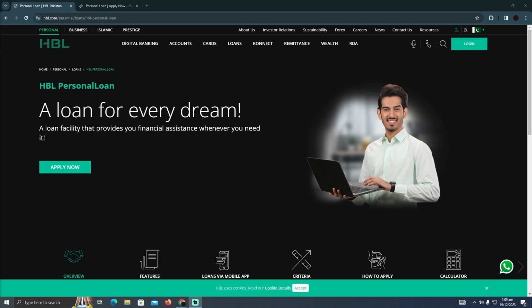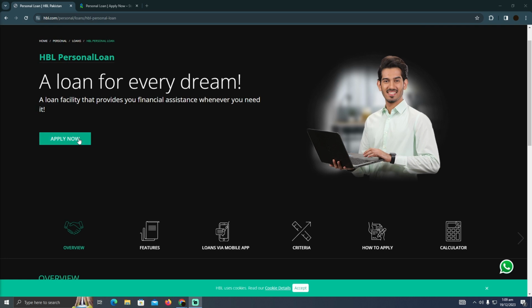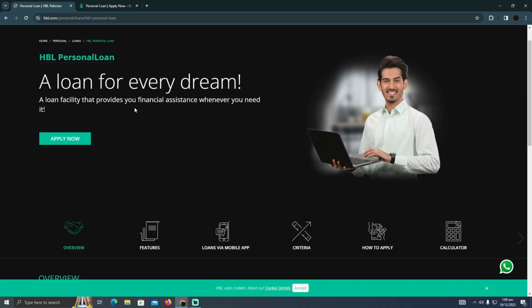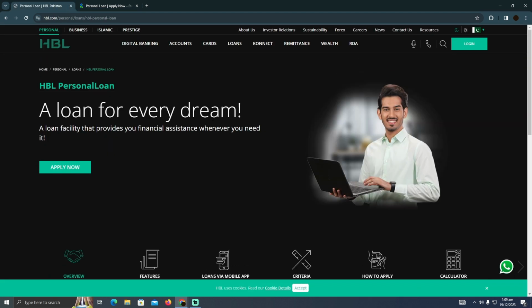After having a bank account, you need to have some sort of income stream, which you need to show to the bank, that you make about this much money per month and you want that amount of loan. You can apply online, and you can also visit the bank and apply there. So you just need to have a bank account, have some income stream coming to you, and prove to them that you will be able to pay them back.